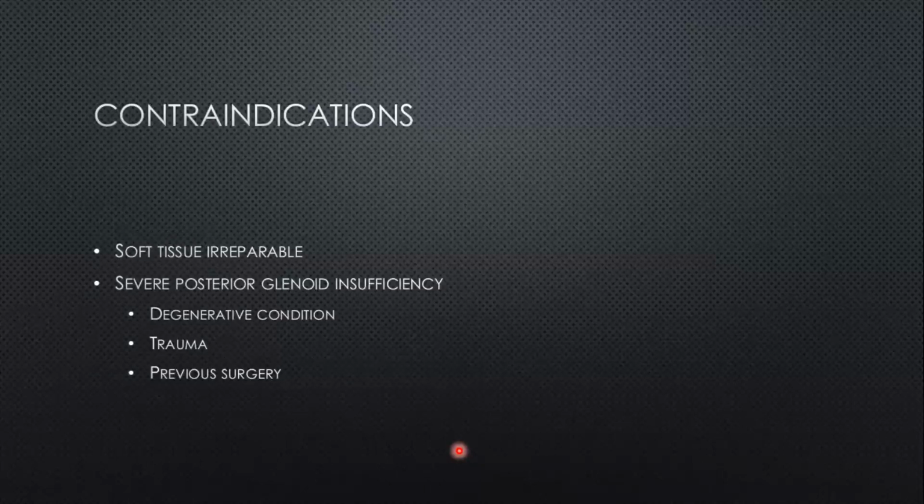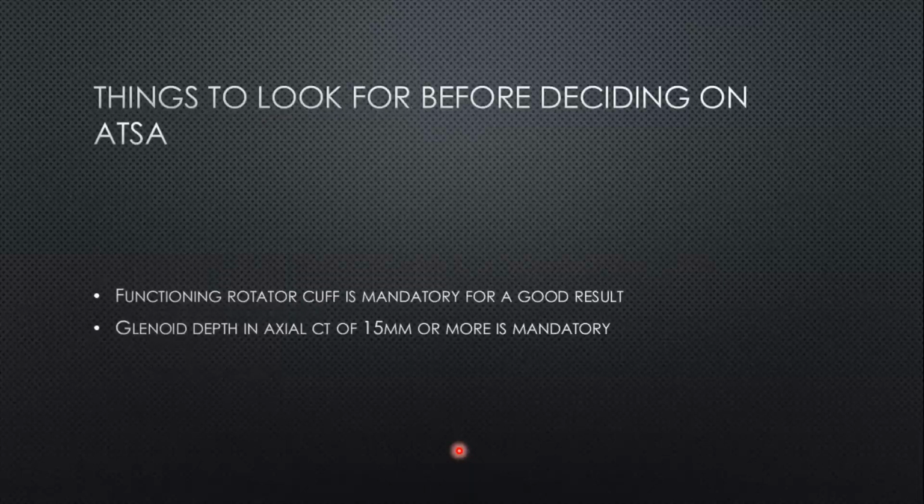What are the contraindications? Obviously, if there is an irreparable soft tissue condition present in the joint, because the rotator cuff muscles are mandatory, they have to be functioning appropriately for the ATSA to function. Then if there is a severe posterior glenoid insufficiency, like the Walch classification, biconcave glenoid and all, if that is the case, then it is best not to go ahead with the ATSA. Things to look for before deciding on the ATSA, you have to have a functioning rotator cuff. That is mandatory. You have to have this so that the biomechanism of the implant can work out.